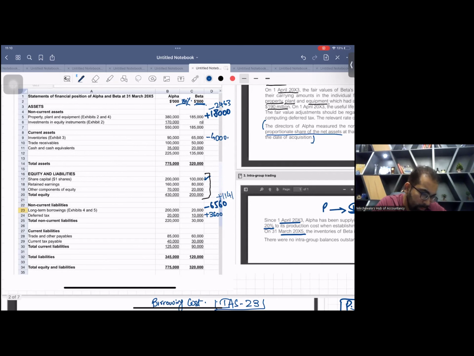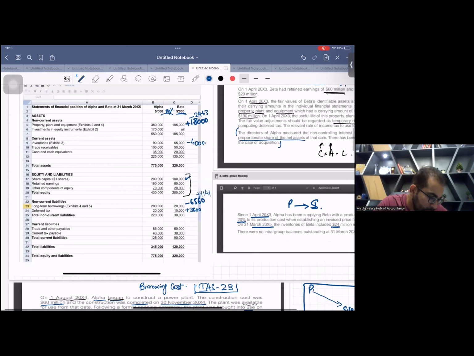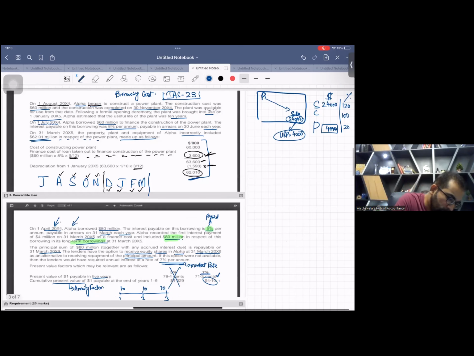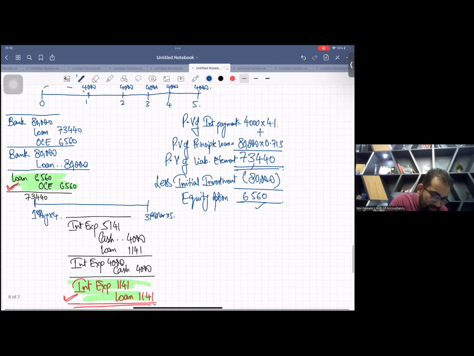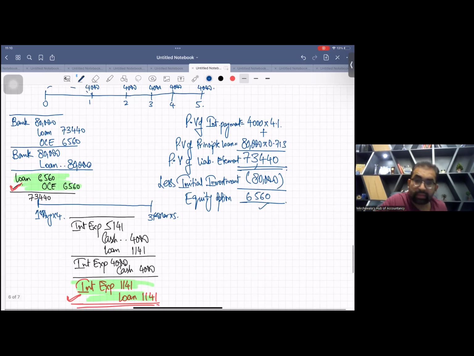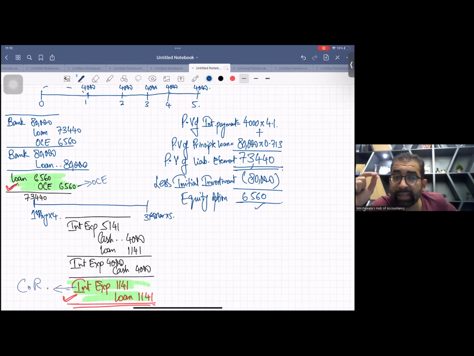And now this thing will go in OCE, and this interest expense will go in CR. The interest expense is an expense, a P&L item. Interest expense will hit profit, and profit will hit retained earning. Retained earning will automatically hit consolidated reserve, because this adjustment is totally related to the parent company.